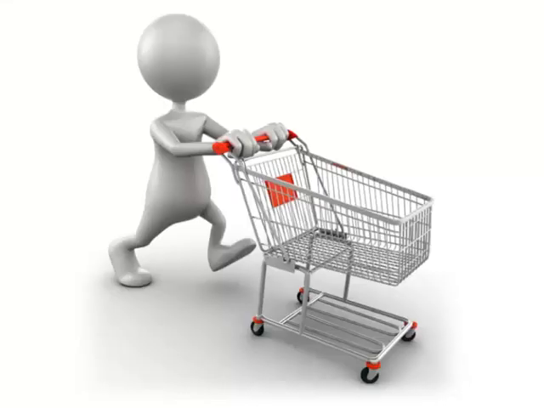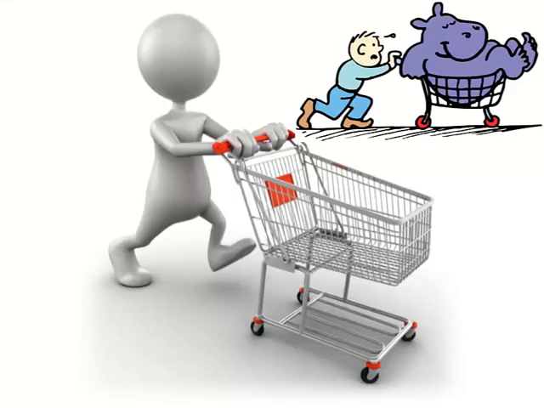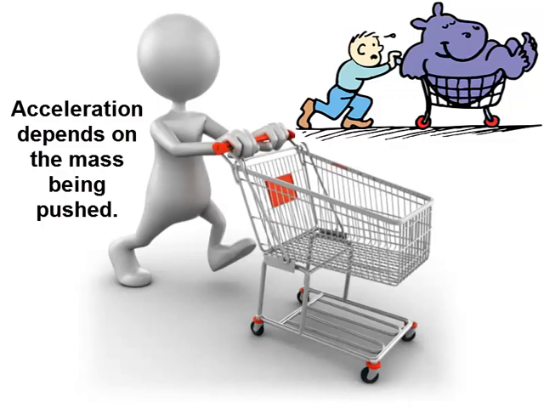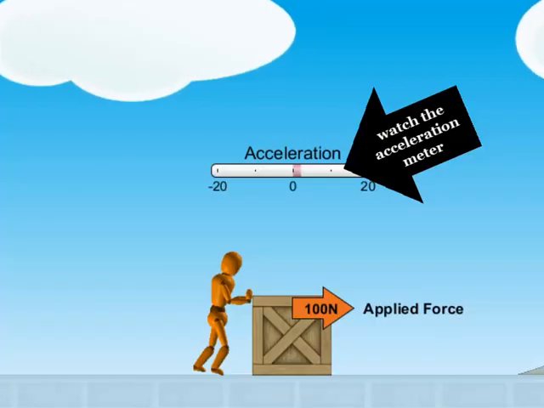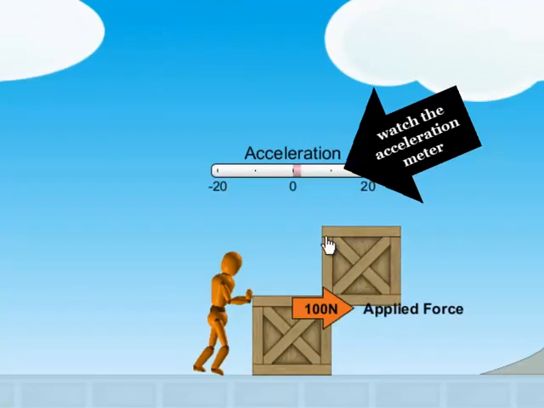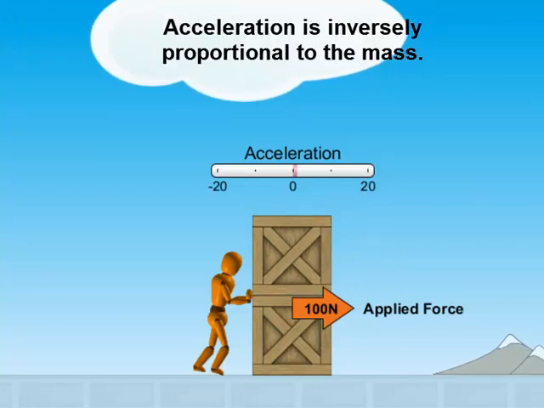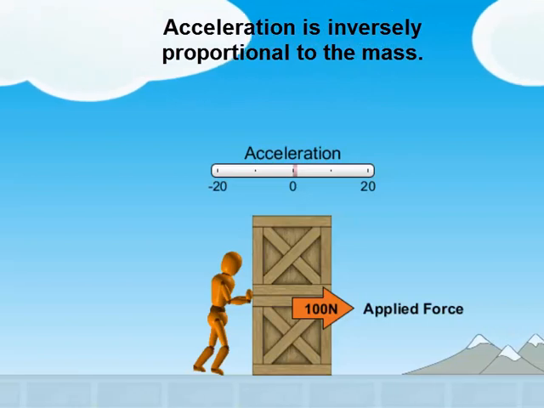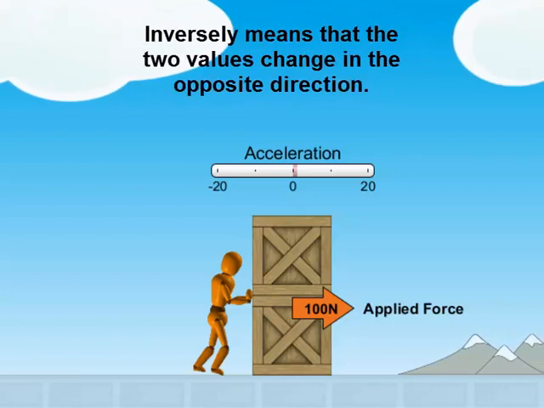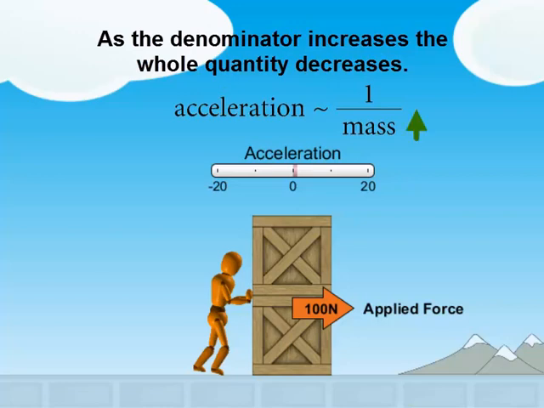Push on an empty shopping cart, then push equally hard on a heavily loaded shopping cart. The loaded shopping cart will accelerate much less than the empty cart. Acceleration depends on the mass being pushed. The same force applied to twice as much mass results in only half the acceleration. The acceleration is inversely proportional to the mass. Inversely means that the two values change in opposite directions. As the denominator increases, the whole quantity decreases by the same factor.